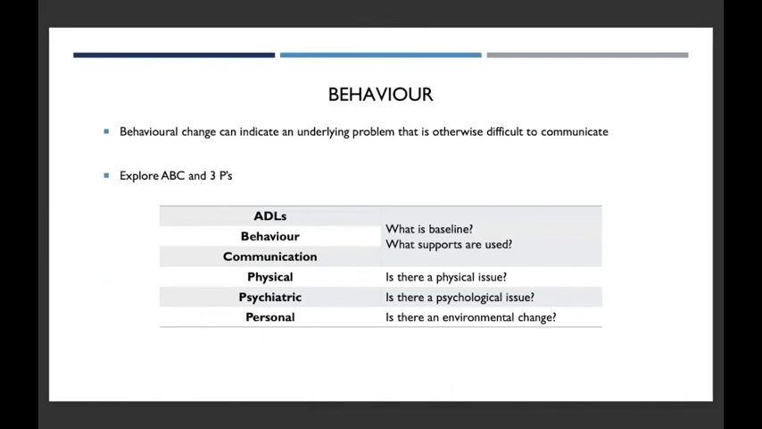Then try and explore physical symptoms, psychiatric symptoms, and personal. So is there pain going on? Is there anxiety? Can you tell the patient's anxious? Is there a change in environment or routine? So try and look for reasons why the behavior has changed, to try and elicit what's going on underneath. Don't just write it off as a behavioral issue without fully exploring whether there are medical things underlying it that you can actually treat.